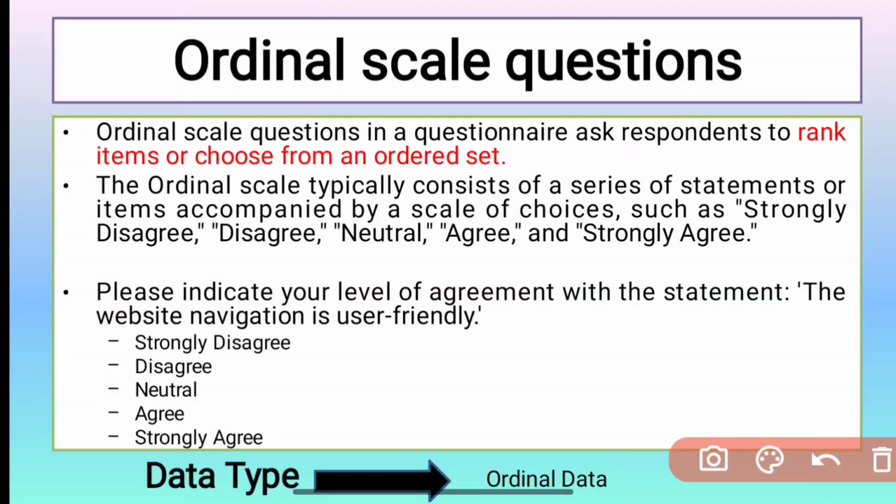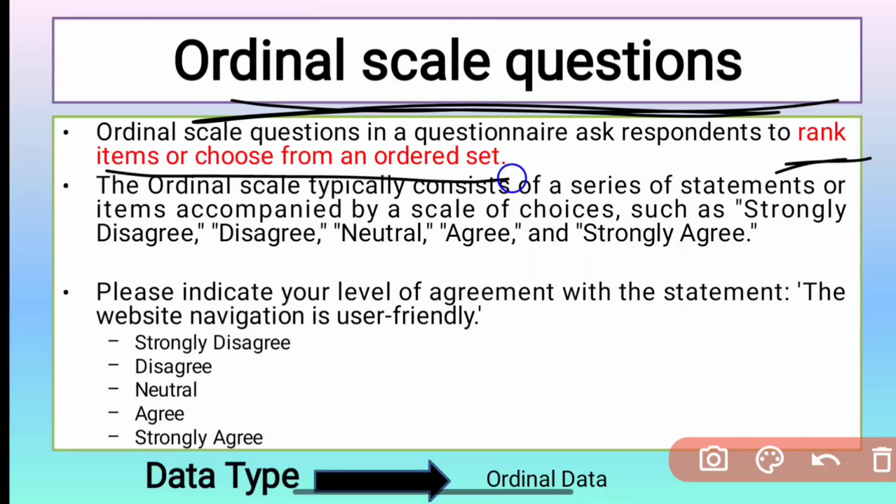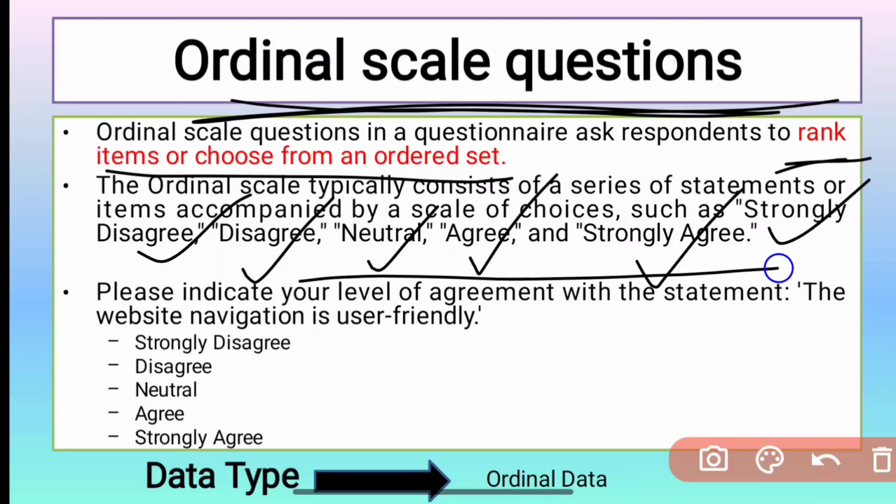So the next type of questions is the ordinal scale questions. In ordinal scale questions, ranking is given to the items or the responses. These questions generally are rated on, say, a strongly disagree, disagree, neutral, agree and strongly agree scale, or we can say on the Likert scale. A question that can be asked in this kind of question is, please indicate your level of agreement with the statement: the website navigation is user friendly. So you have to give your responses in strongly disagree, disagree, neutral, agree, strongly agree, and so on.